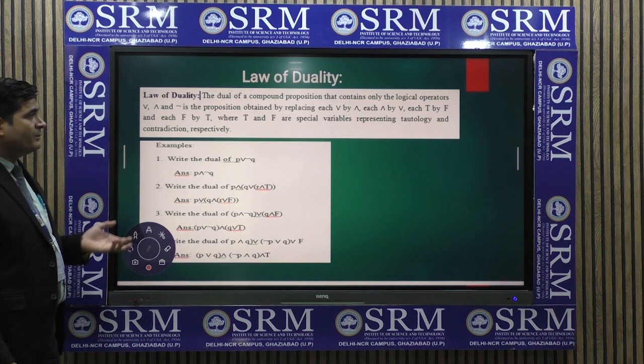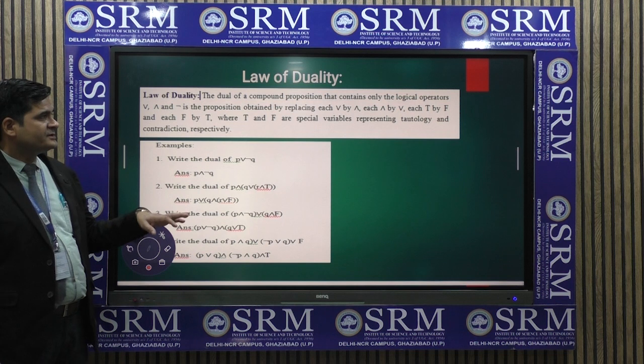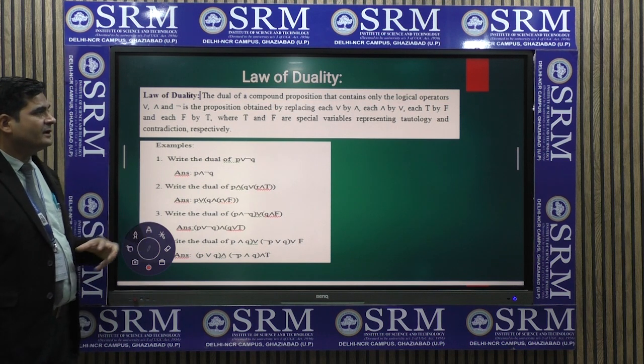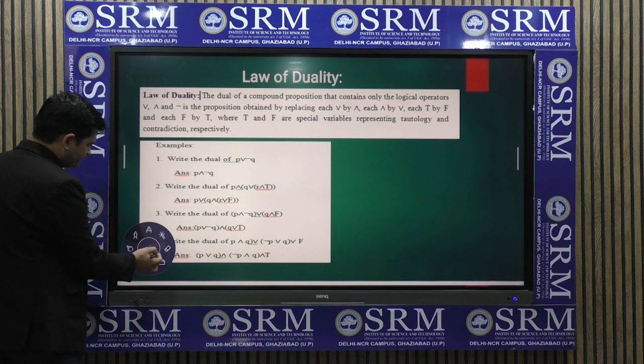Dual means you replace the logical operators, conjunction by disjunction or disjunction by conjunction, and true by false and false by true. Okay, students?